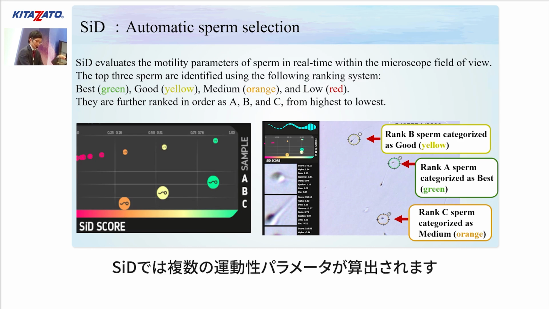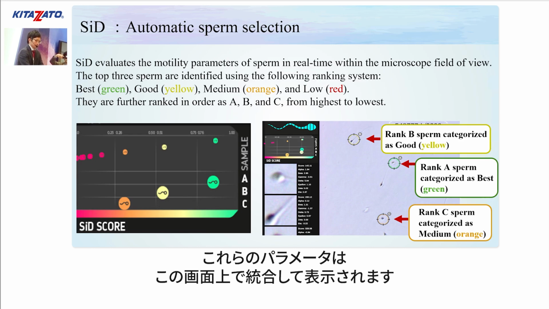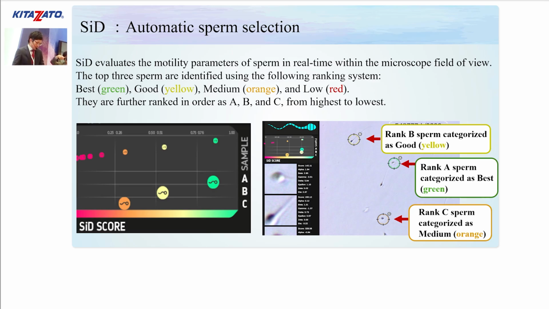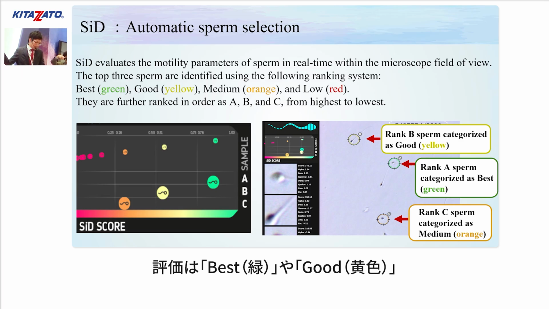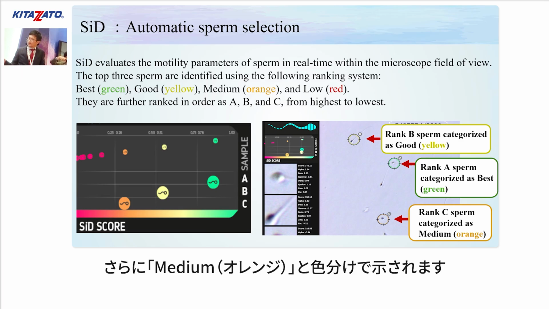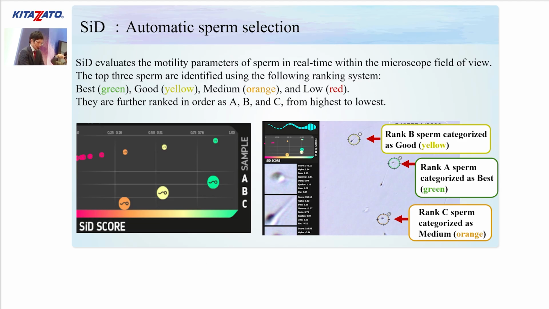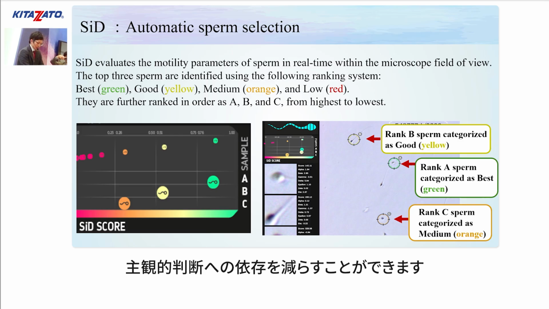SIDO evaluates the motility parameters of sperm in real time within the microscope field of view. The top 3 sperm are identified using colors: best for green, good yellow, medium orange. They are further ranked in order as A, B, and C from highest to lowest, and the embryologist confirms the final sperm selection. This approach helps to minimize ethical concerns about relying solely on AI.